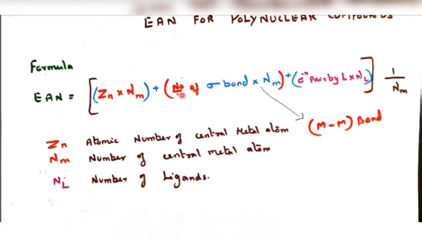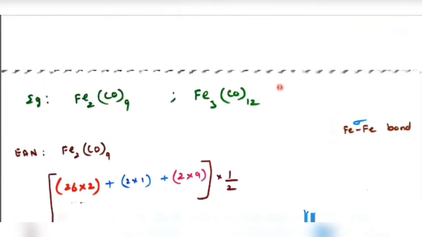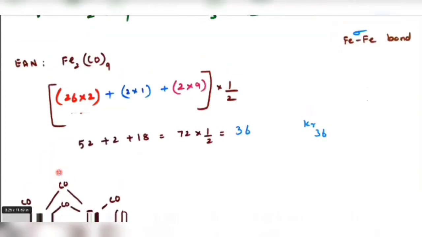Here the number of sigma bonds formed between metal and metal is the next term, and Nm is called the number of metal atoms. Let us see an example, only then will you understand very easily. It is a polynuclear compound, with more than one metal. Here are 2 iron, here are 3 iron. Then we will try applying the formula. Before that, just see the diagram.